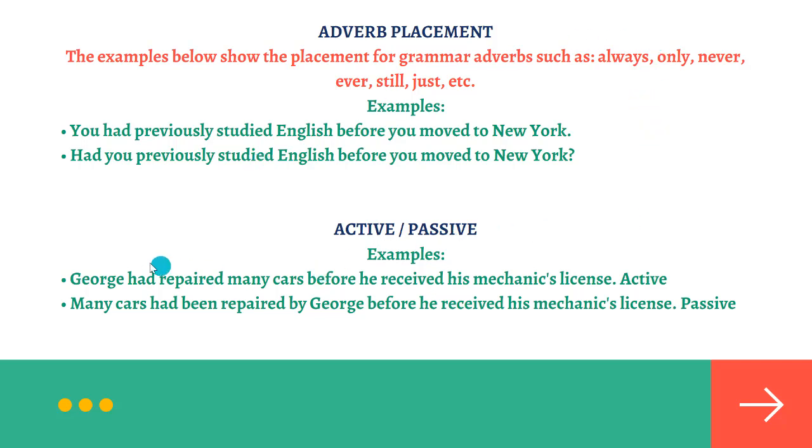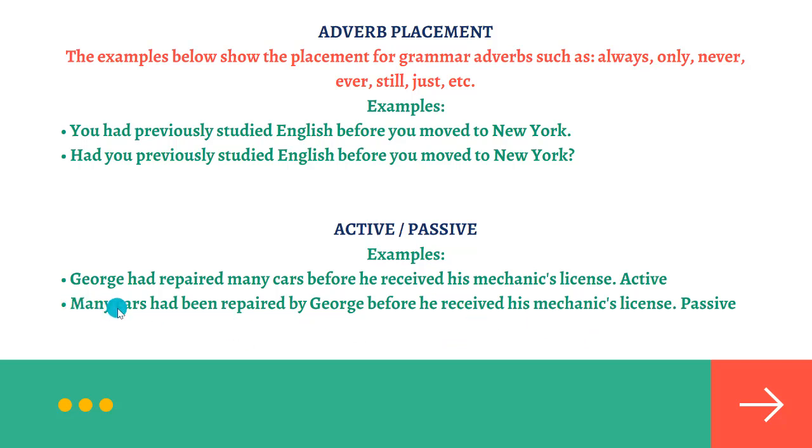Okay. Now for the active and passive, we can see the examples. "George had repaired many cars before he received his mechanic's license." This is the active sentence. And then we can see the passive sentence: "Many cars had been repaired by George before he received his mechanic's license."